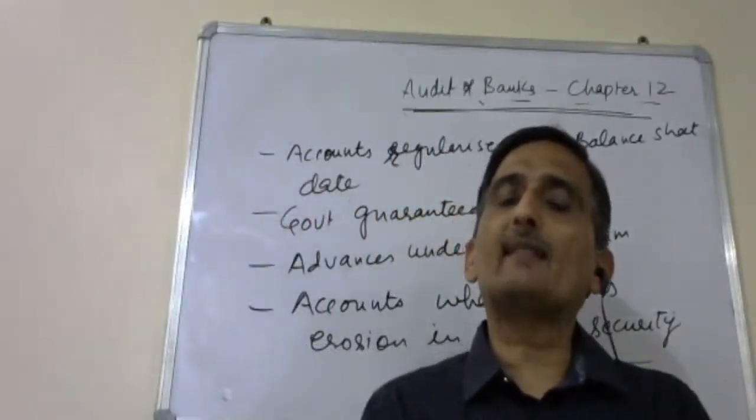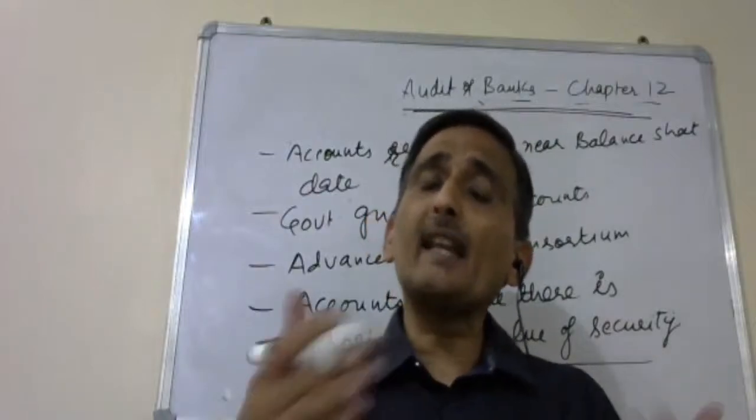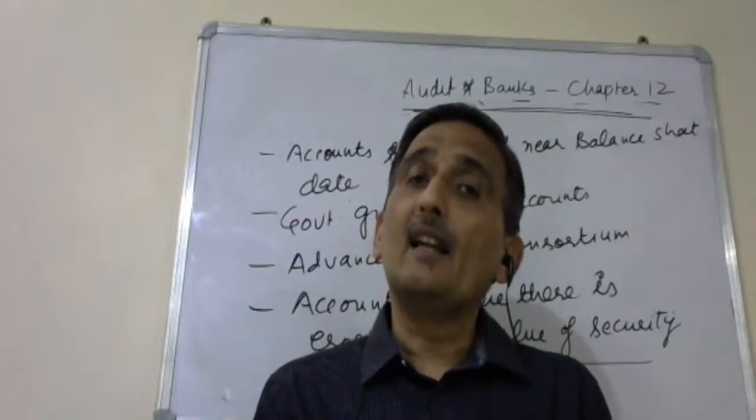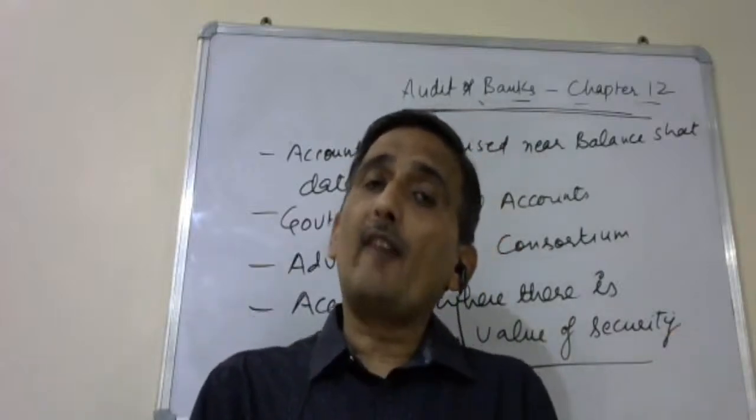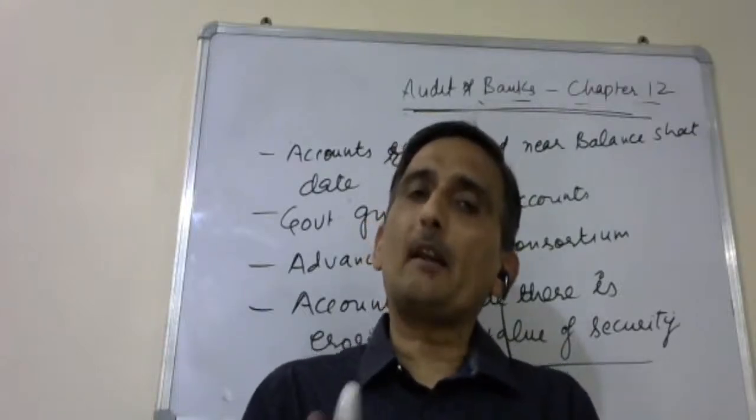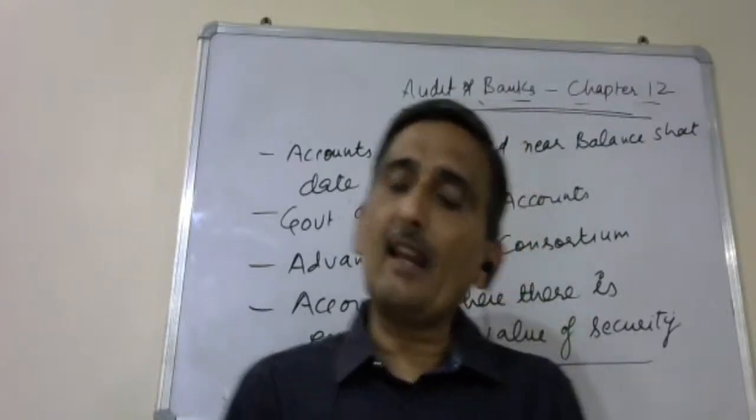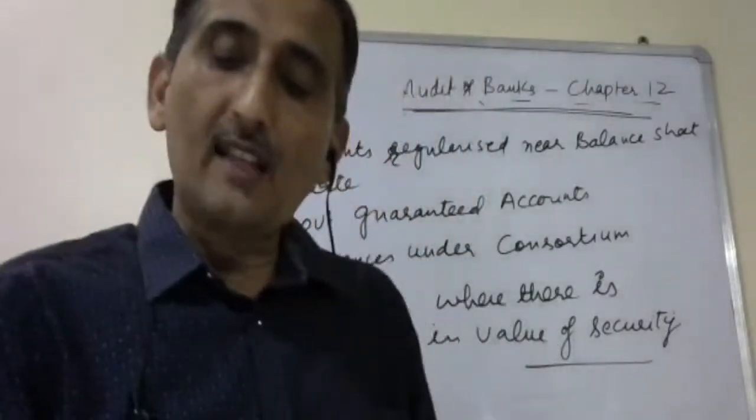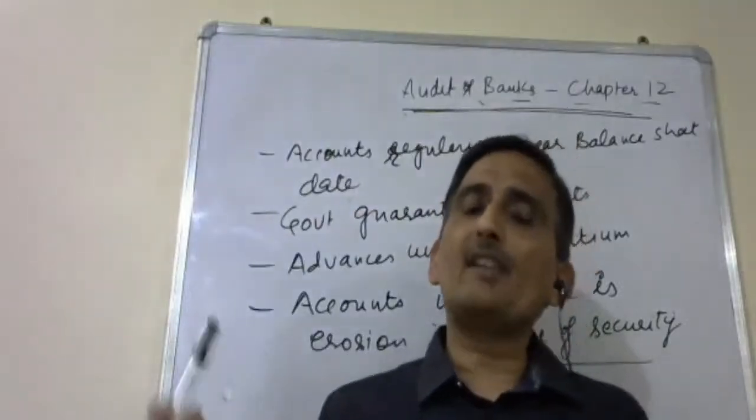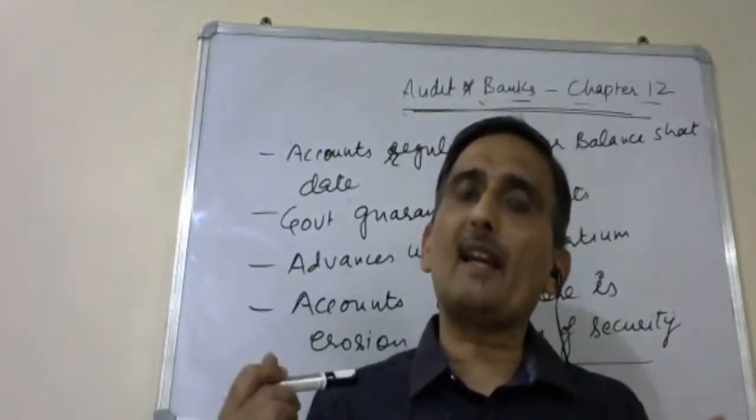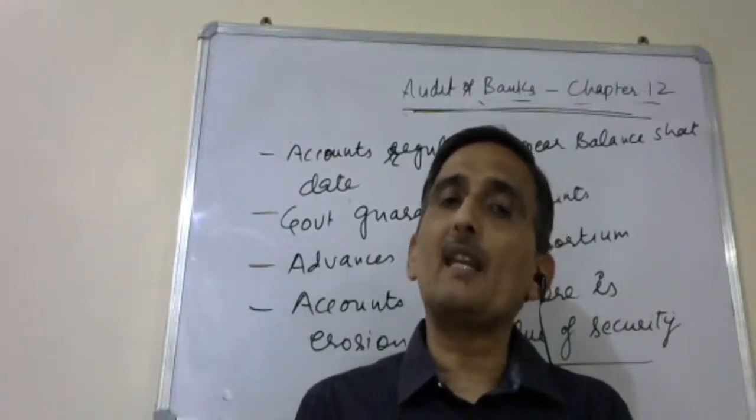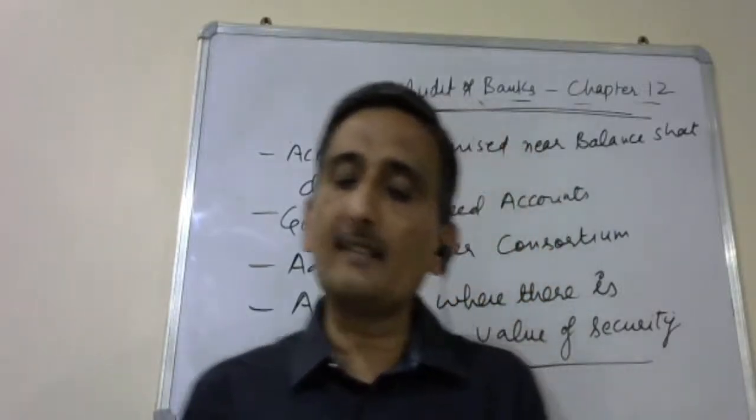Now, what does the RBI circular say about it? What is the duty of the auditor in this regard? If there are one or two credits near the balance sheet date and the account has been regularized near the balance sheet date, then the auditor has to adopt a cautious approach. He has to see that the credit which has come in the account is in fact genuine credit. The party has actually paid the money. It is not some kind of window dressing.